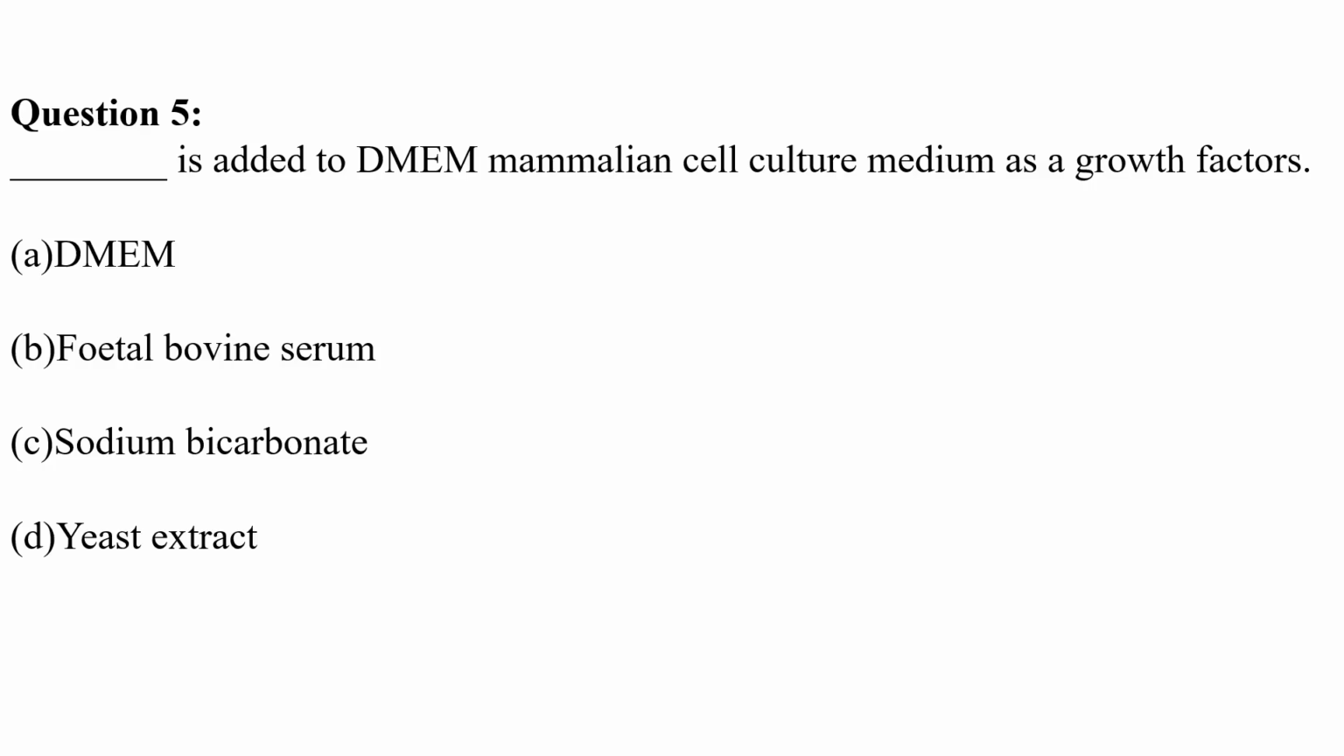Question number 5. Dash is added to the DMEM mammalian cell culture medium as a growth factor. Now we saw a buffering agent, and this question asks for a growth factor. What is added to the DMEM mammalian cell culture medium as a growth factor? Option A, DMEM. Option B, fetal bovine serum. Option C, sodium bicarbonate. And option D, yeast extract.